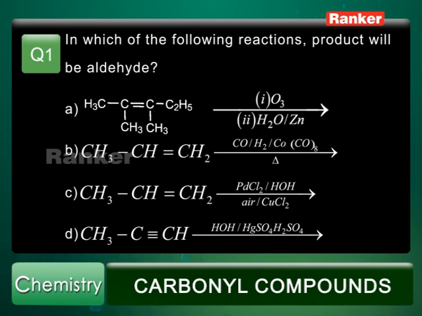The four options given: the first is a substituted alkene, and ozonolysis followed by a reductive process in the method. So you will get 2 moles of acetone. So this is the wrong answer.